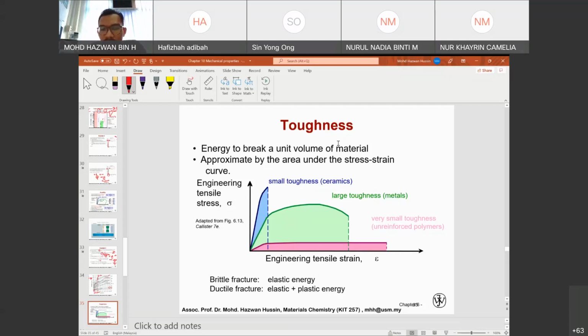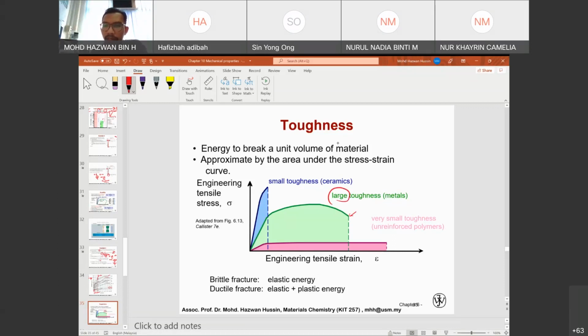Dia patah terus. Okay. Metals, it has a larger toughness because if you see from the curve, when it become elastic, plastic, it still can withstand the force. Okay, so dia tak fracture until certain time, then only it fracture. Okay, so this actually having quite, I think, higher value of area underneath the curve, then this can be considered larger.